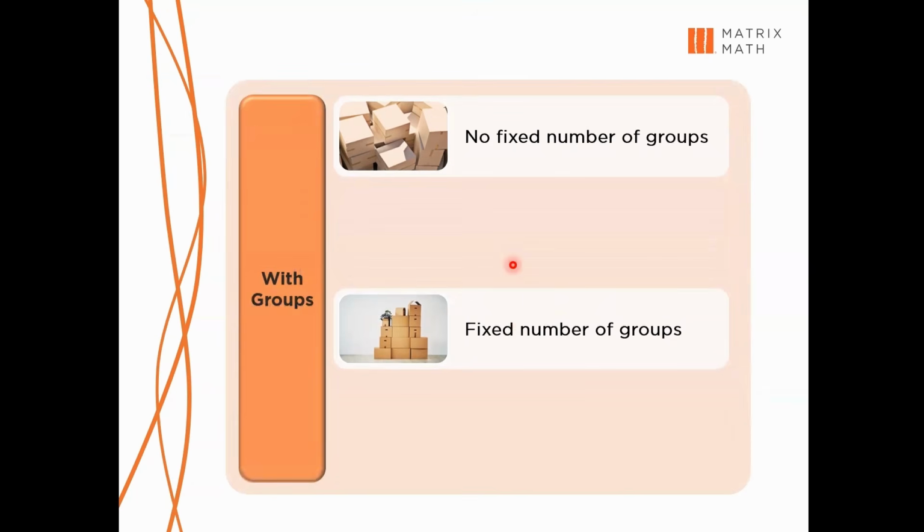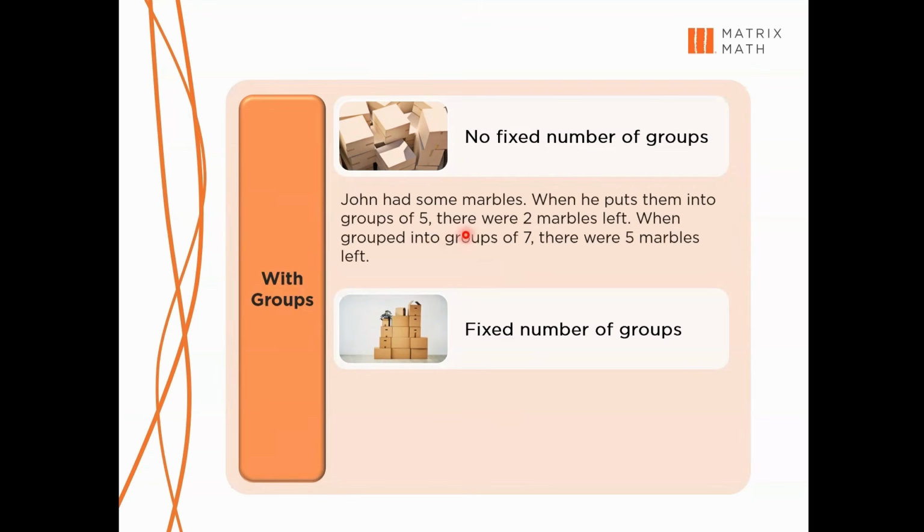Okay, I'll show you an example of what I mean by shortage and surplus questions that have no fixed number of groups, as well as an example of a question that has a fixed number of groups. First one: John had some marbles. When he put them into groups of 5, there were 2 marbles left. When grouped into groups of 7, there were 5 marbles left. So why is it that this one has no fixed number of groups?